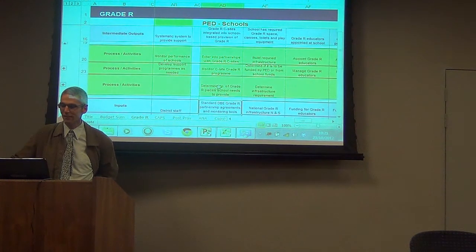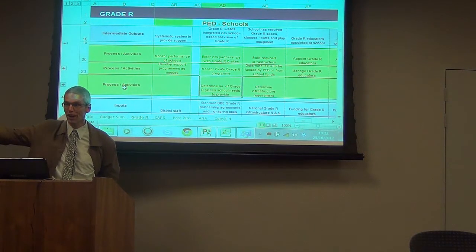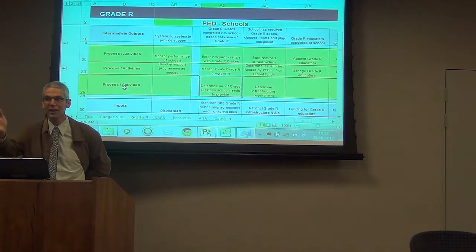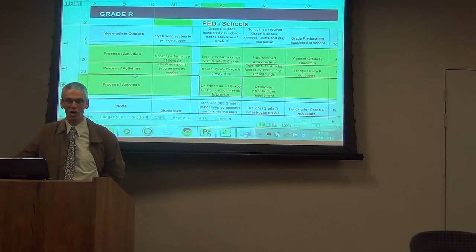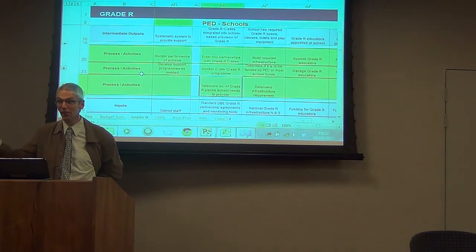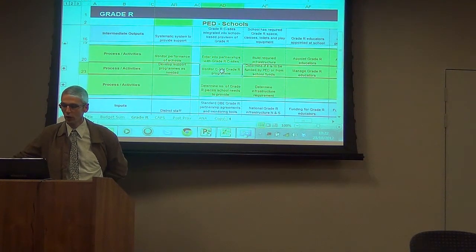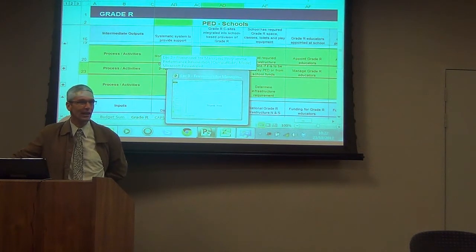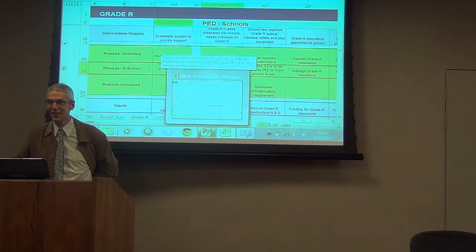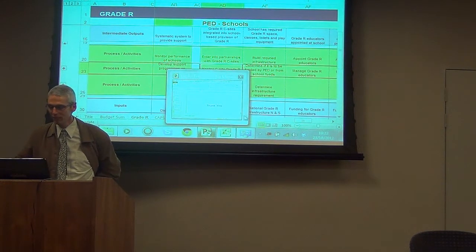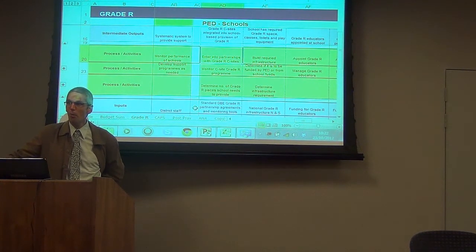We then look at the process. Determine the number of grade R places the school needs to provide. That's easy. You look at your grade 1 class. If it's 100 children, then you need at least 100 grade R places, either within the school or within the community. You then go and identify those community sites that are providing grade R, and you enter into partnership agreements with them. Okay, this is also monitoring their activities.